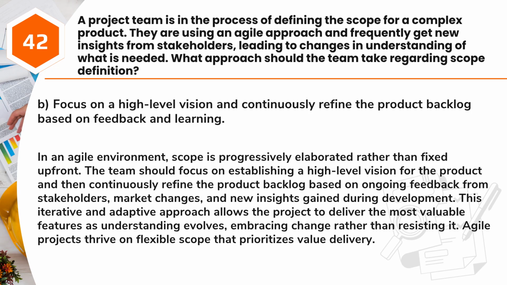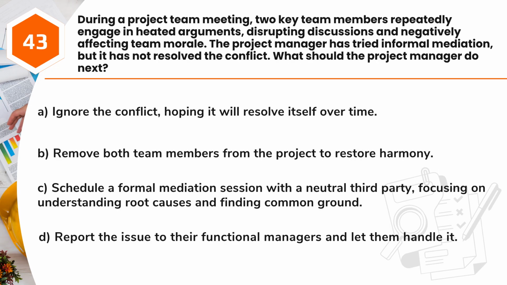Agile projects thrive on flexible scope that prioritizes value delivery. Question 43. During a project team meeting, two key team members repeatedly engage in heated arguments, disrupting discussions and negatively affecting team morale. The project manager has tried informal mediation, but it has not resolved the conflict. What should the project manager do next?